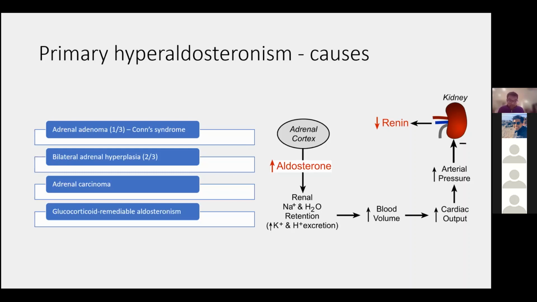This basically means that due to a genetic abnormality, your aldosterone production is now under the control of ACTH. That's why it's glucocorticoid remediable, because if you give them steroids, it will suppress their ACTH and then suppress their aldosterone secretion. Again, that's a very rare condition and you're not expected to know much about that.